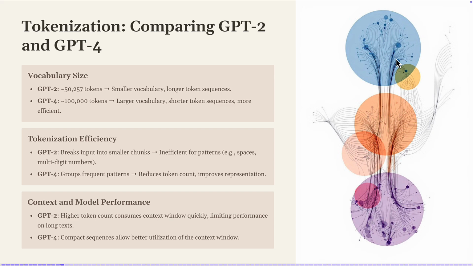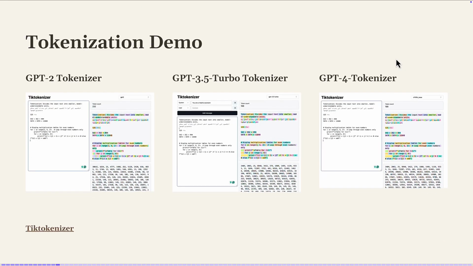GPT-2 breaks input into smaller chunks, which is inefficient for patterns, like for example spaces. It will consider every space as a single chunk, and also multi-digit numbers. We didn't look at the digits here. So it considers this one with the space, and here it considers the space alone. Okay, so not too much difference maybe. No, there are some differences.